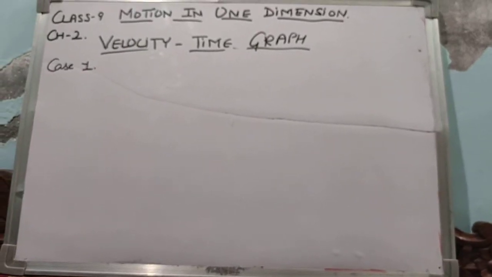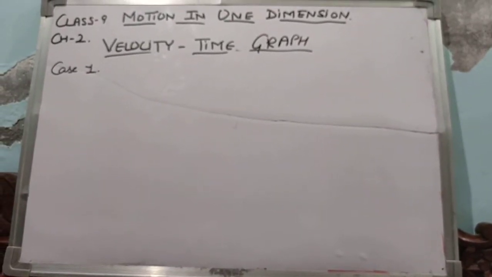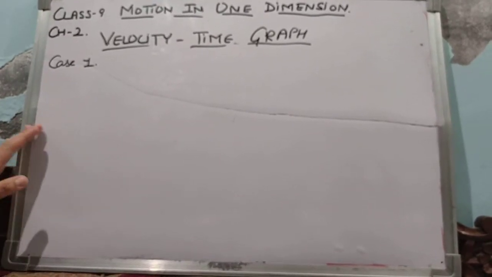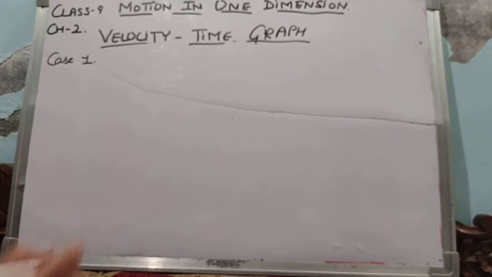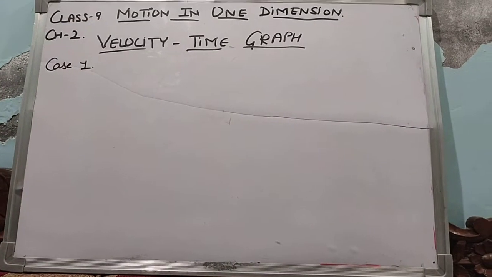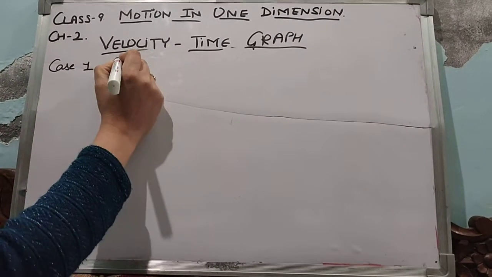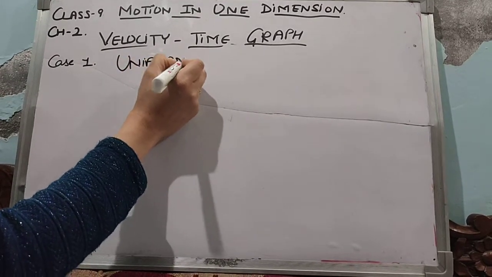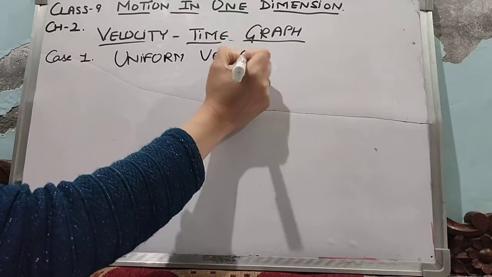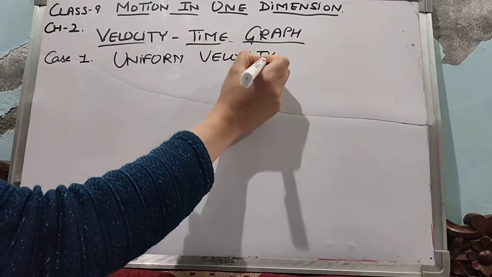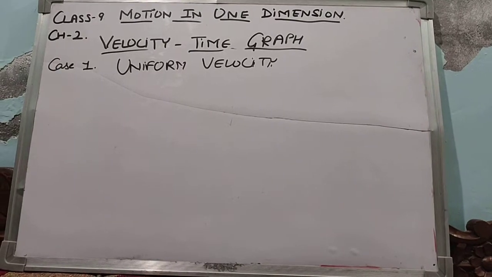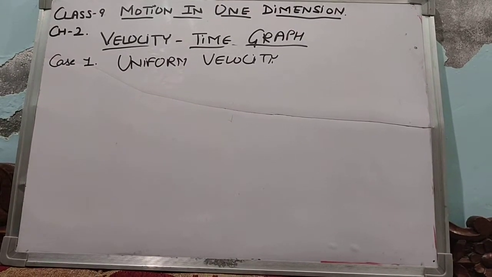Dear students, today again we'll revise your velocity time graph and I'll be discussing three cases for your velocity time graph. Case 1 is if a body is in motion with uniform velocity. Now what do you mean by uniform velocity? In this case velocity remains constant with time.